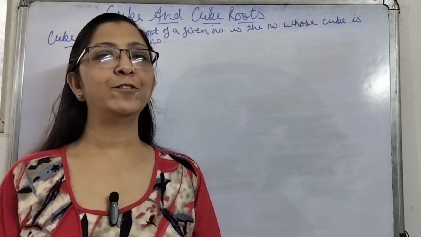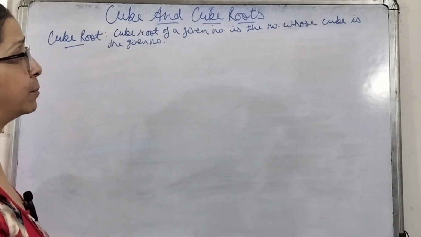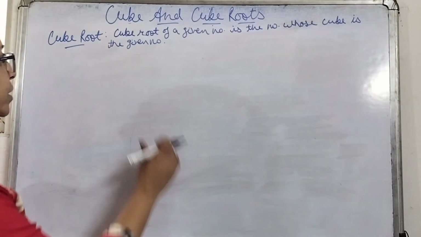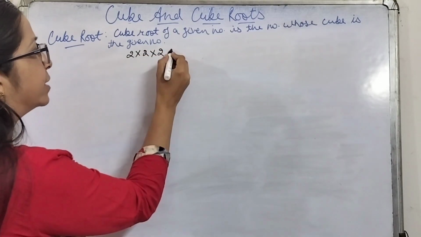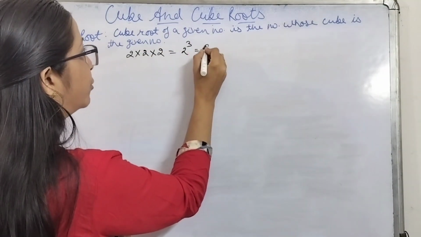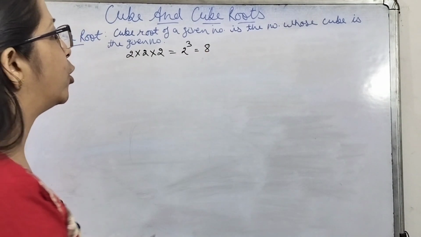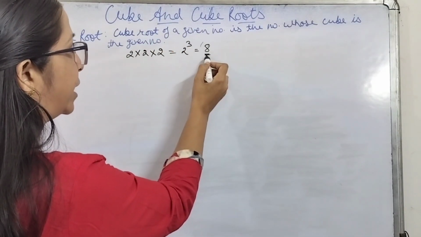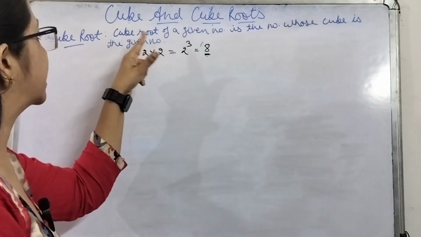Now let's understand what a cube root is. The cube root of a given number is the number whose cube is the given number. As we just said, if we multiply 2 three times, we get the cube of 2, that is 8. That means if we have to find the cube root of a given number 8, it will be the number whose cube is the given number.